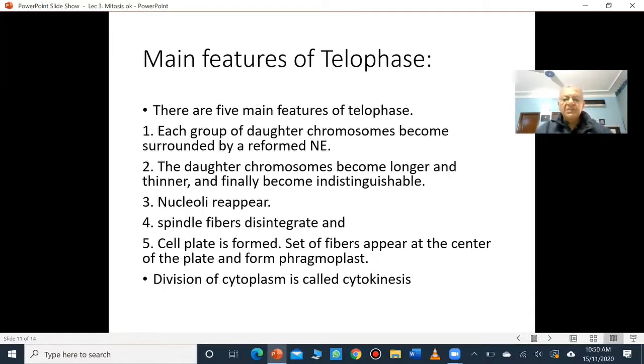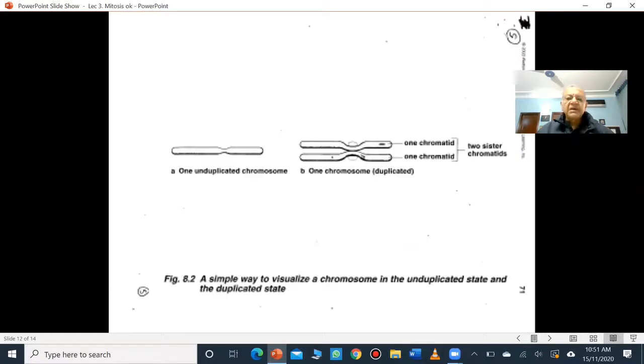The set of fibers appears at the center of the plate and they form the phragmoplast. This term is also important: phragmoplast, a set of fibers at the center of the plate. Then division of the cytoplasm takes place, and this is what is called cytokinesis. I told you when I was talking about the cell wall that there is formation of the first partition, that is the middle lamella, and this happens in cytokinesis.